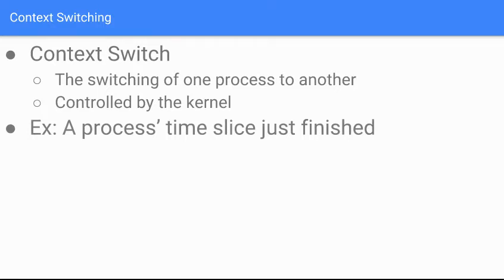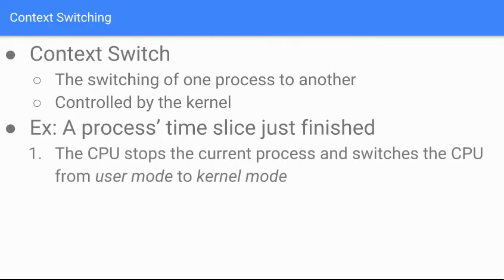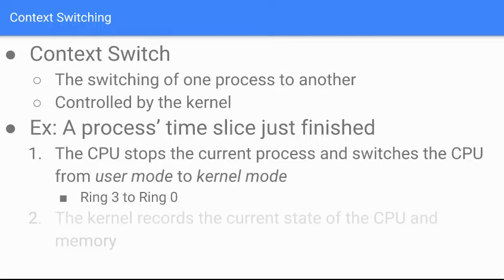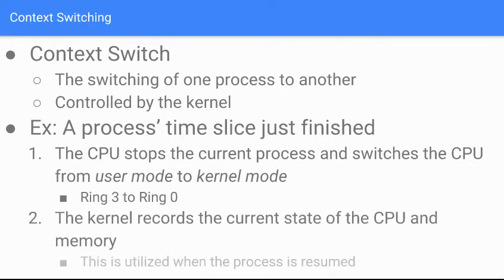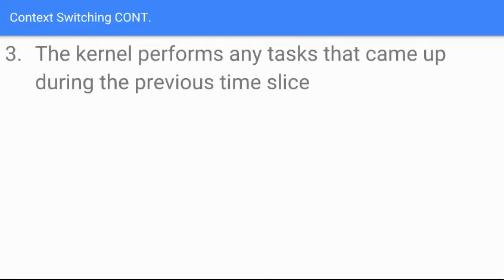So, a process's time slice has just finished. Let's assume that just occurred. What's going on behind the scenes? The CPU stops the current process and switches the CPU from user mode to kernel mode, so as we've seen, ring 3 to ring 0. The kernel records the current state of the CPU in memory. Why? This is utilized for when the process is resumed. The kernel performs any task that came up during the previous time slice, such as collecting input and output, etc.